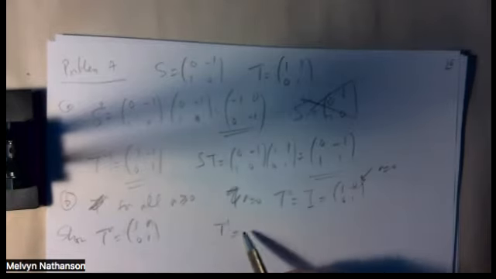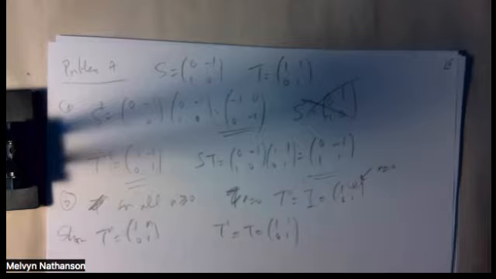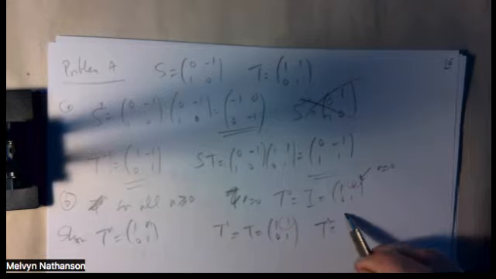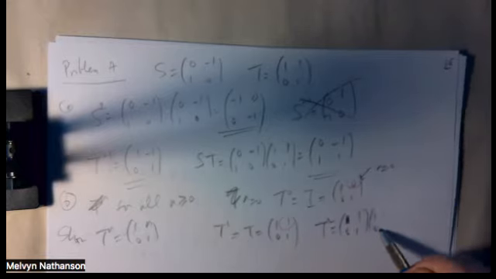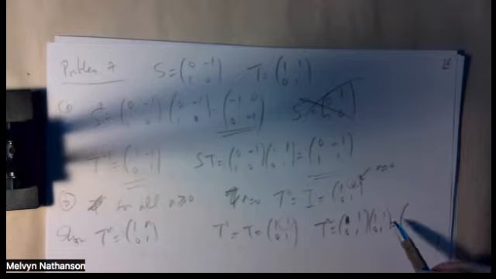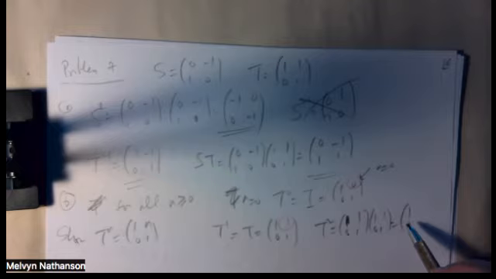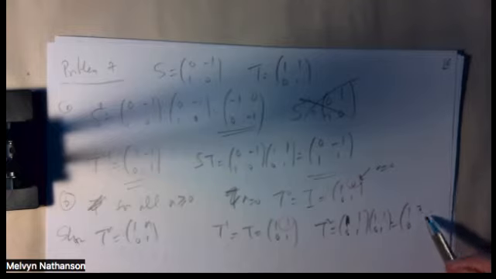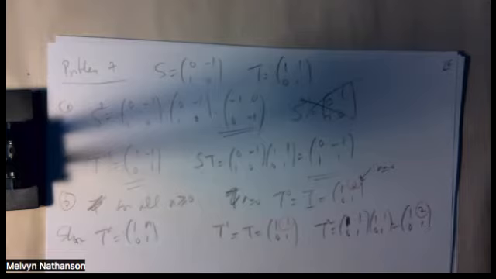T to the first power is just T, 1, 1, 0, 1. So here we have a 1. Let's just check T squared. T squared is 1, 1, 0, 1 times 1, 1, 0, 1. If you multiply it out, you get 1, 0, 2, 1. And here you have a 2 in the upper right-hand corner.